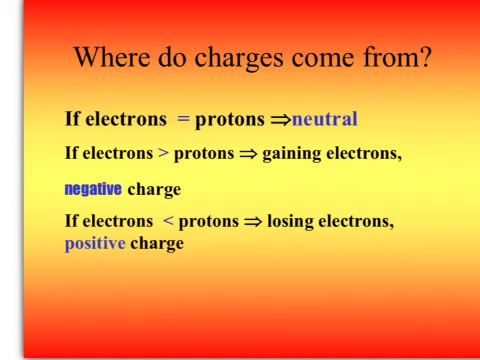In an object, if there are equal numbers of electrons and protons, then that object is neutral overall. If there are more electrons than protons, the object has gained some electrons and its overall charge is negative. If there are more protons than electrons, the object has lost some electrons and therefore it has positive charge.